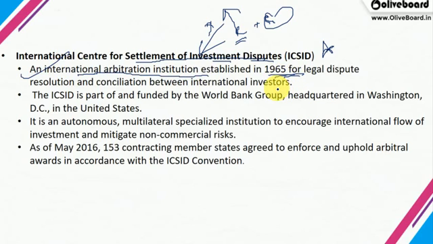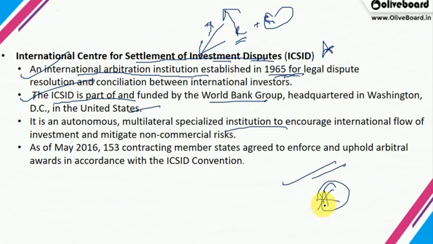So all the years are given for the 5 institutions. You should know them. ICSID is a part of and funded by the World Bank Group, Washington DC. All the headquarters are in Washington DC only, and it is an autonomous multilateral institution specialized for the international flow of investment, so that investment flow should be smooth, right? So these are the points and these are the 5 institutions. That's all you have to do in World Bank. This is a very important and a very short topic. If you do this, maybe 1 or 2 questions come in some of the exams from the agencies and all, and you'll be able to do that.